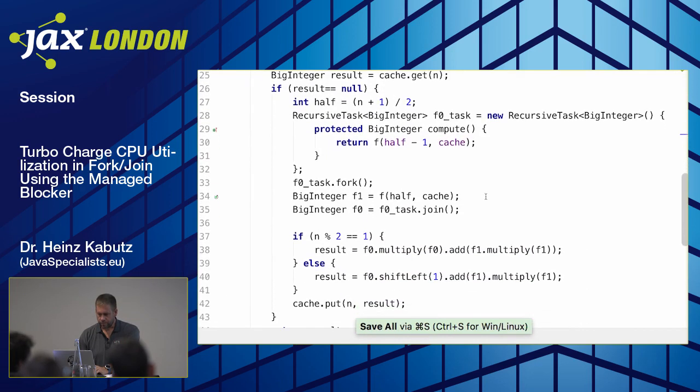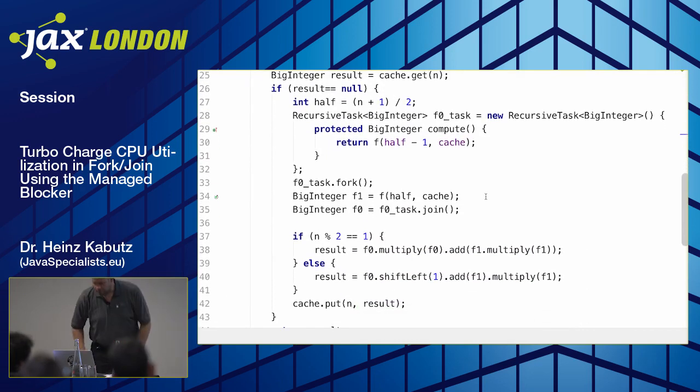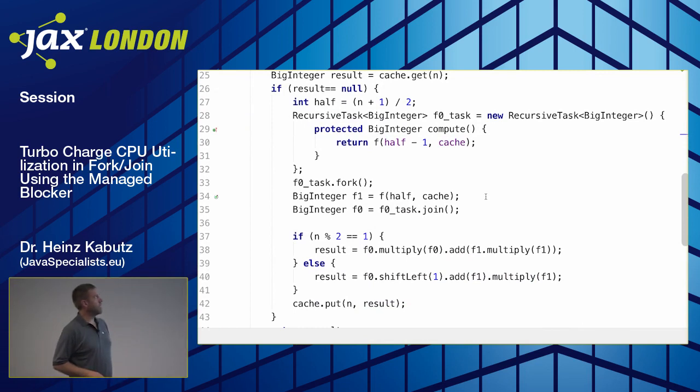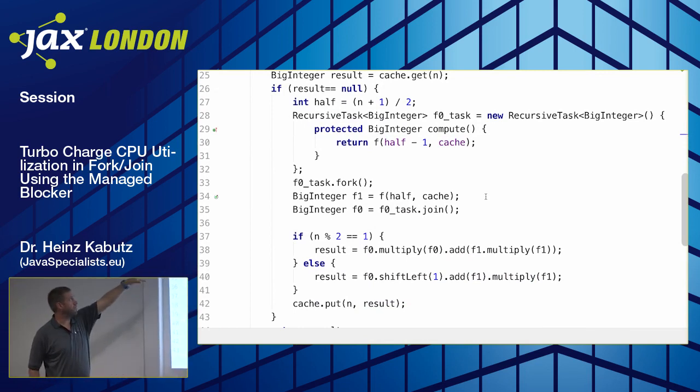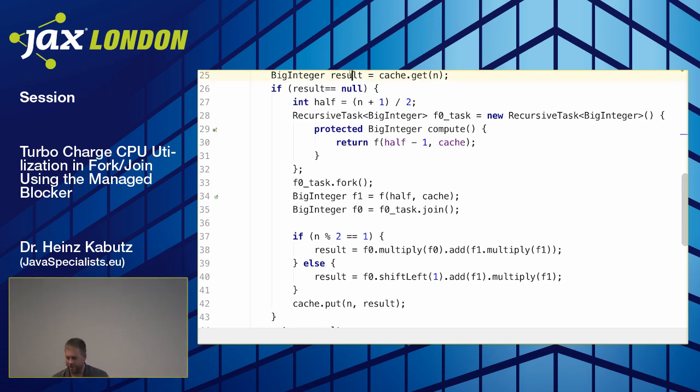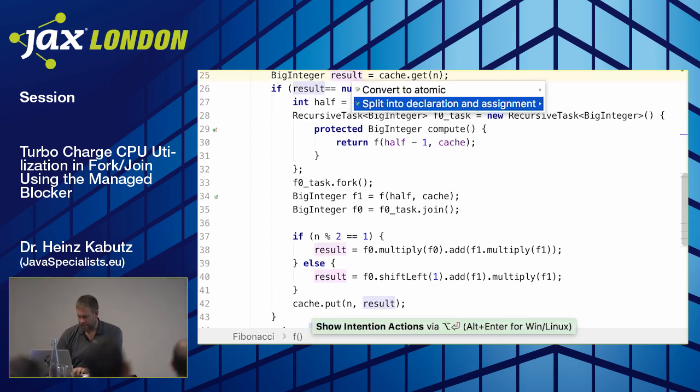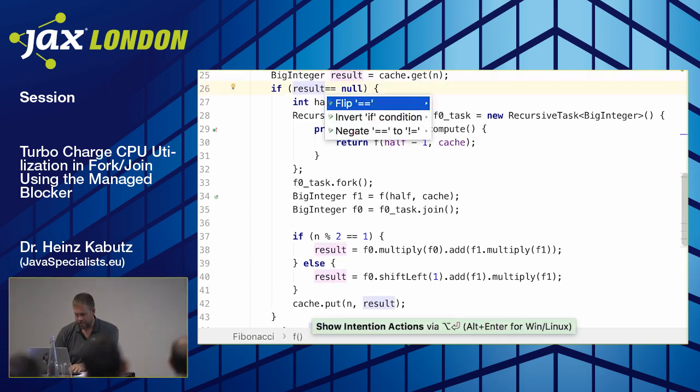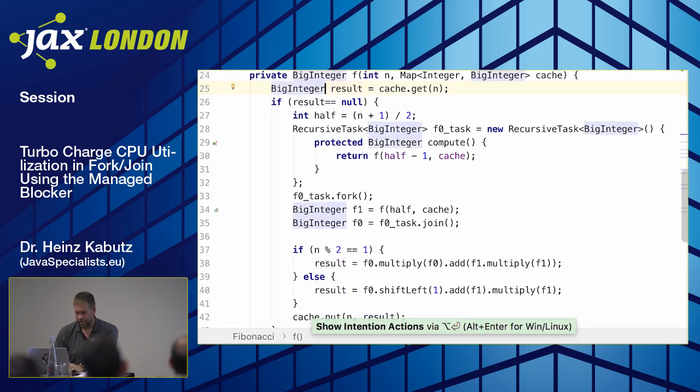Is there any better way that we could do this cache? If it's not there, then calculate it and put it in there. Any suggestions? Yes, sir. Compute if absent? That's what I tried, and let me show you what happens when you try that. I think they might even suggest it. No, they don't. I don't have this refactoring set up.